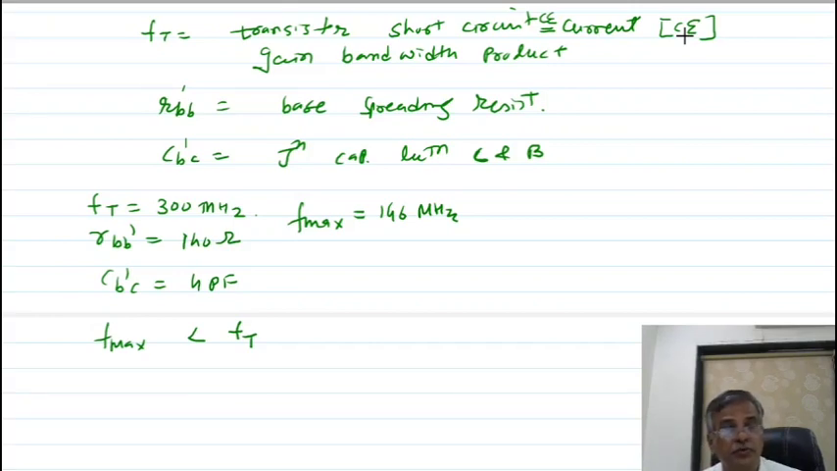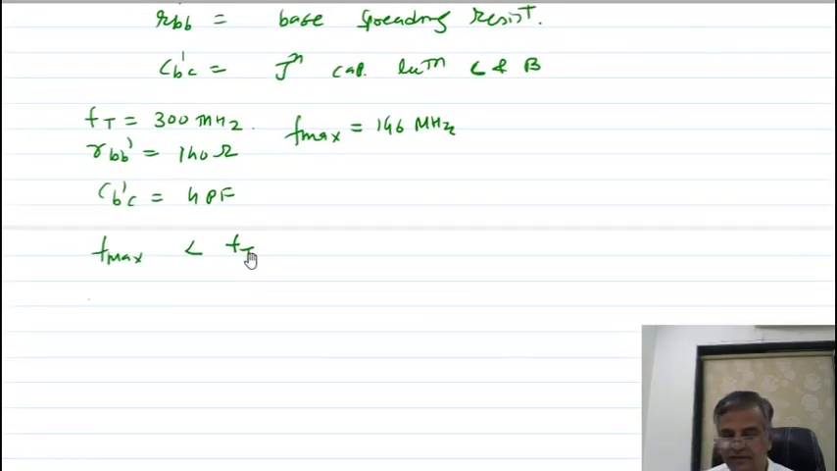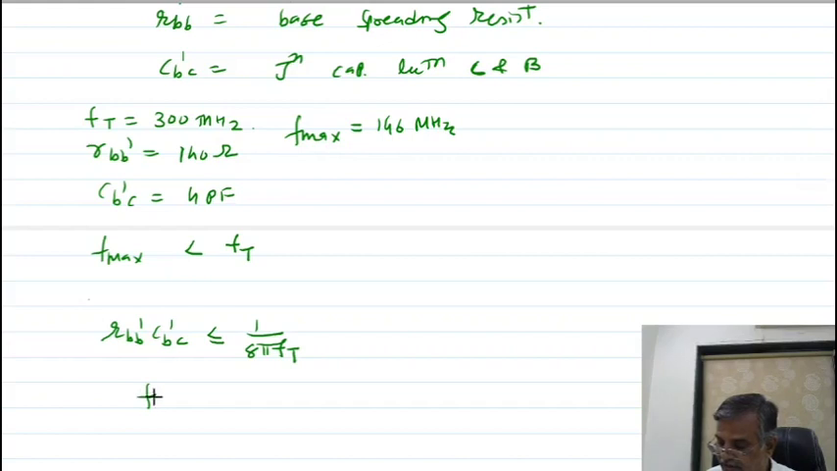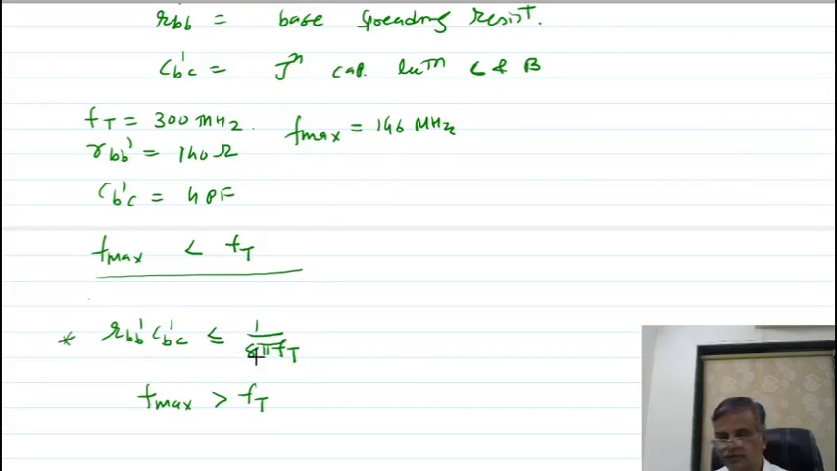But this is not true every time. It is not always true that F maximum is less than Ft. But if R_bb' C_b'c is less than or equal to 1 upon 8 pi Ft, then you can get F maximum greater than Ft. Every time this is not necessary, but if this product is less than or equal to 1 upon 8 pi Ft, then you can get frequency of oscillation more than Ft.